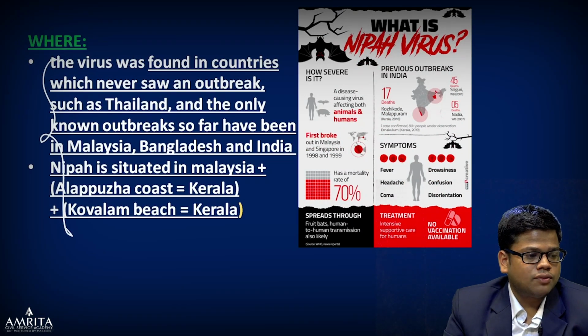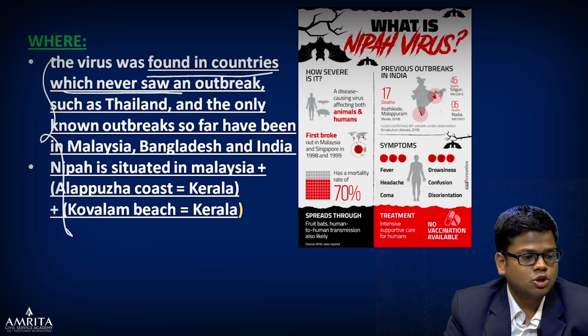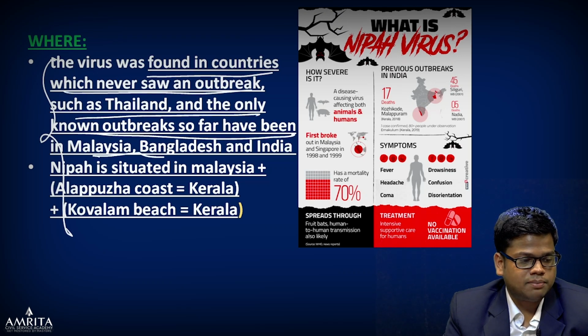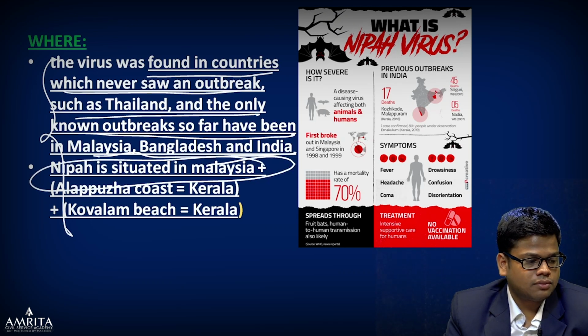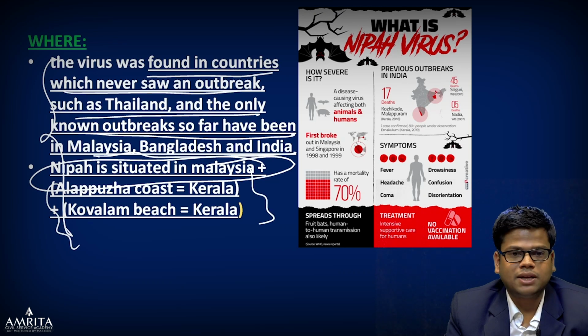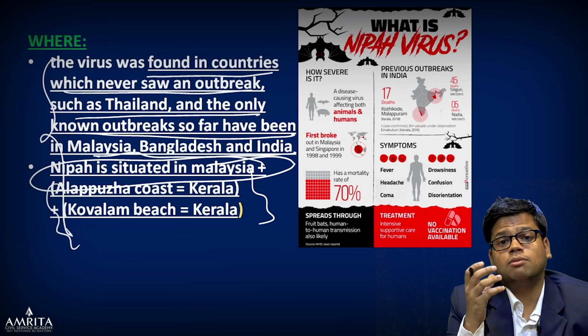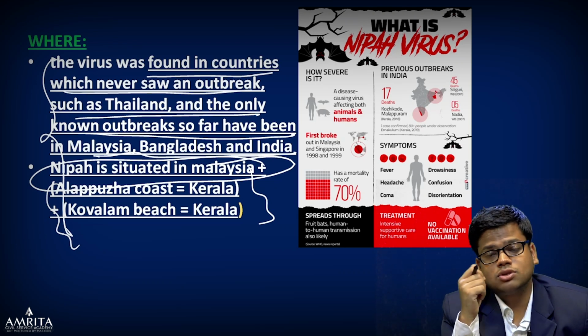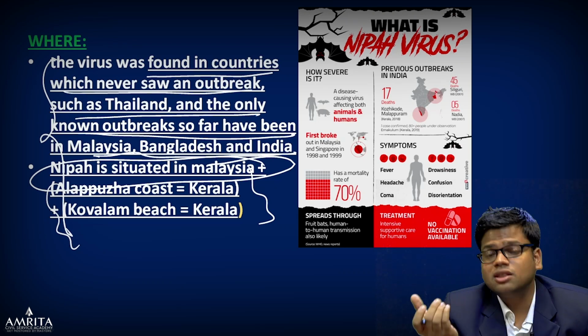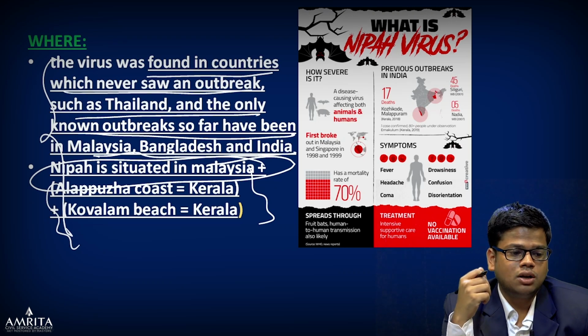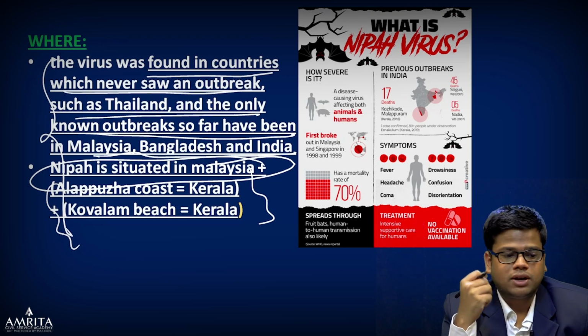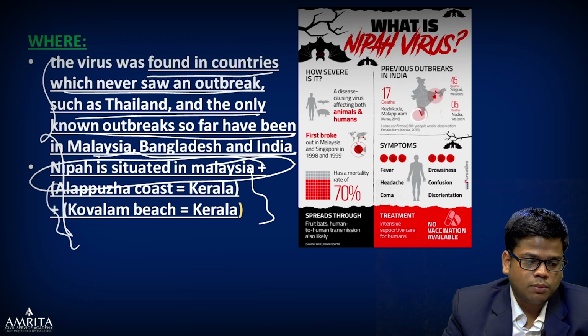Okay, so the virus is found in countries which never saw an outbreak, such as Thailand, and the only known outbreaks have been in Malaysia, Bangladesh, and India. Nipah is situated in Malaysia, as I was telling you, and you can see these coasts have been infected by this Nipah virus. Kerala faced a lot of problems from Nipah virus and deaths due to it. There was a case of a nurse who was treating the people, and she also died of this particular Nipah virus.